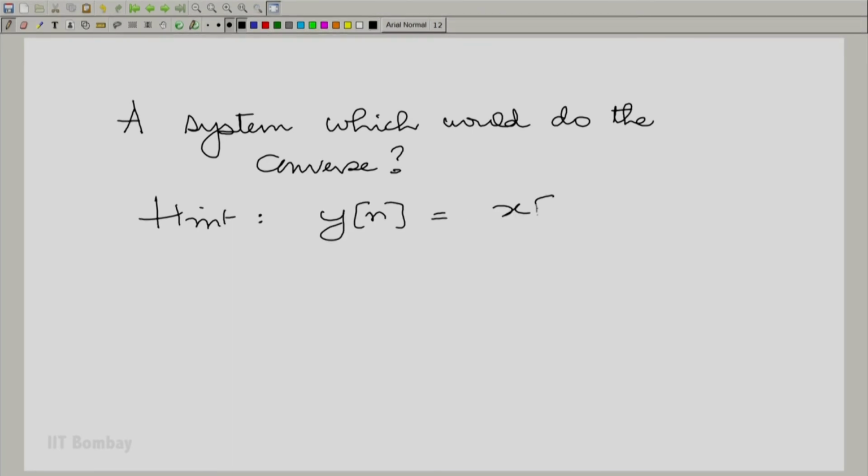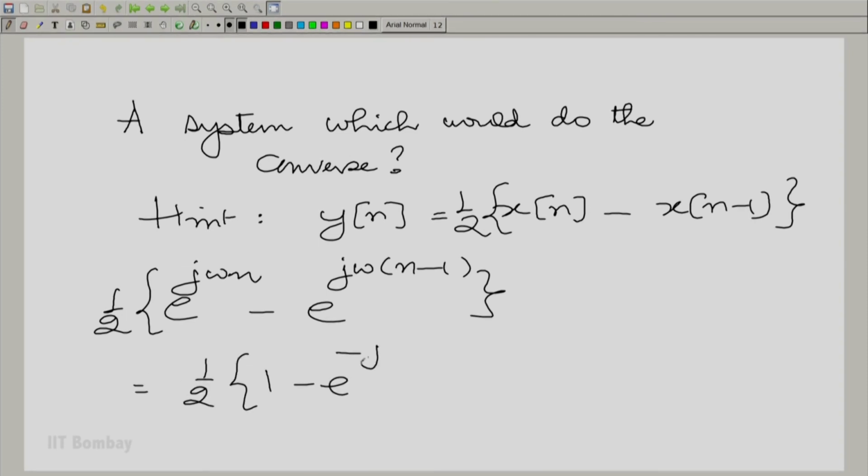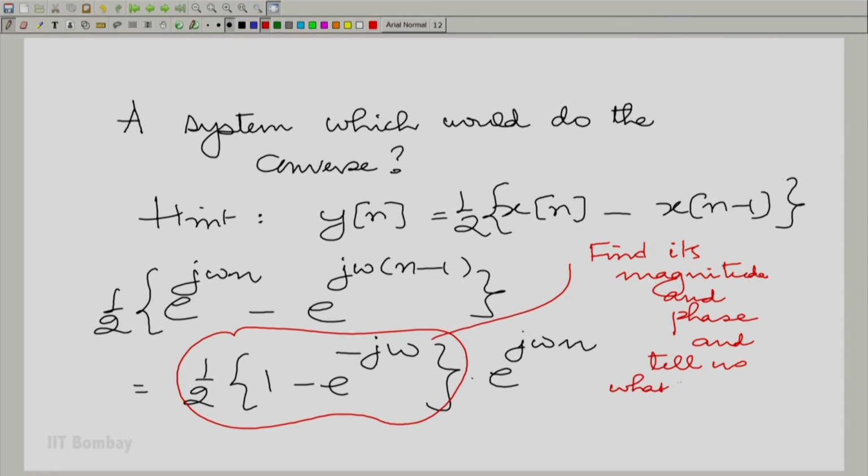So, you had y of n is x of n minus x of n minus 1. What would it do to e raised to the power j omega n? It would do the following. It would do e raised to the power j omega n minus e raised to the power j omega (n minus 1), into half. How do we rewrite this? We rewrite this like this. Now, I leave it to you to work out the rest. What is the rest? Find out its magnitude and phase and tell us what it does. Interpret. This is an exercise for all of you.